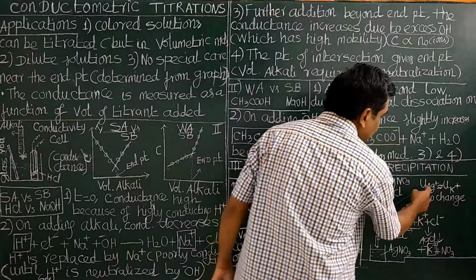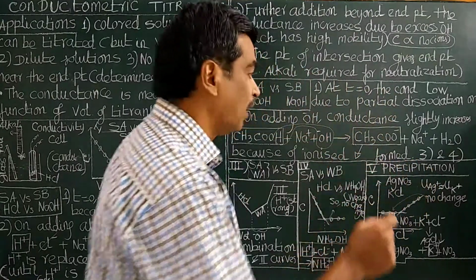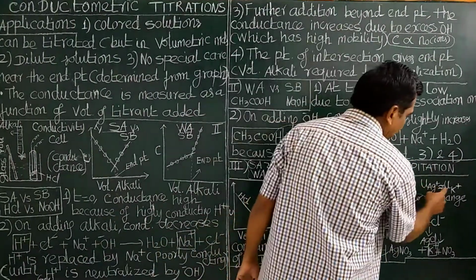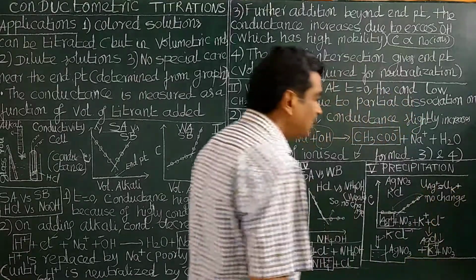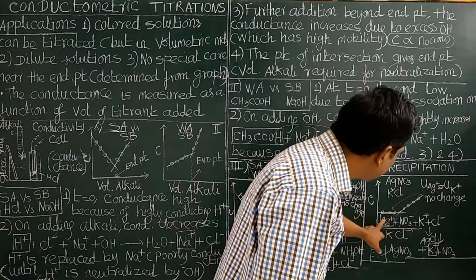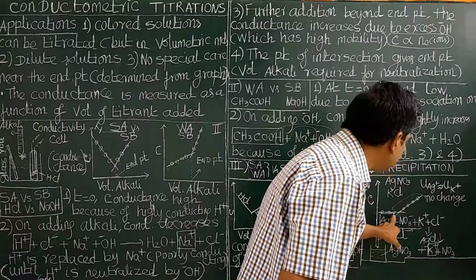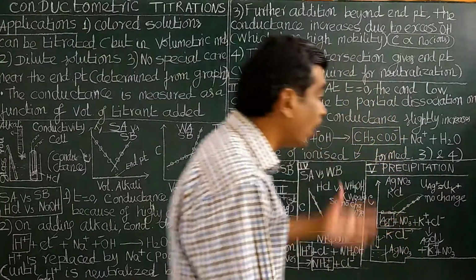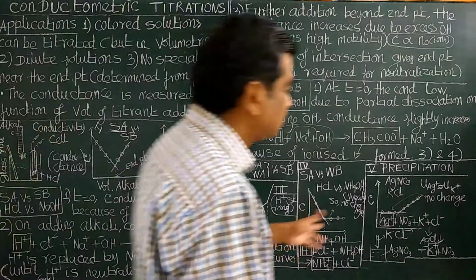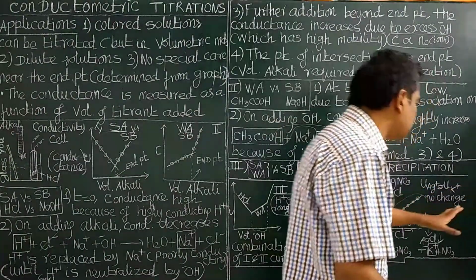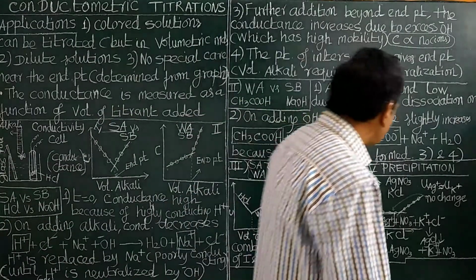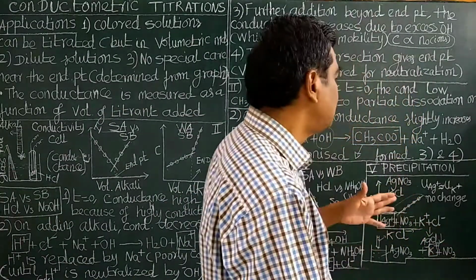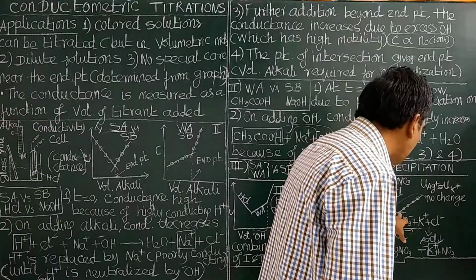The mobilities of the silver ion and the potassium ion are similar. Therefore, there is no change in conductance. Why? Because the mobilities of the silver ion and the K+ ion are almost equal, there is no appreciable change in the conductance up to the end point.